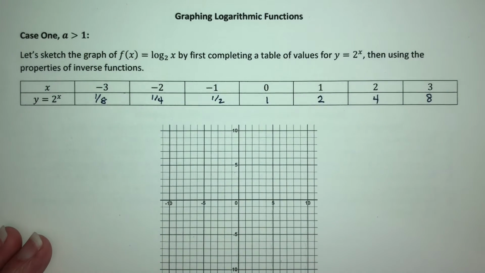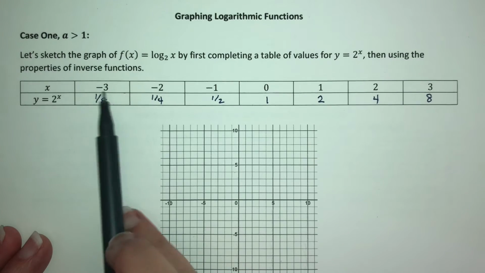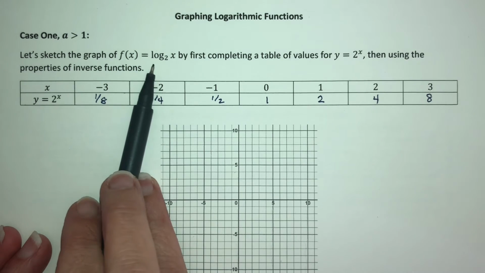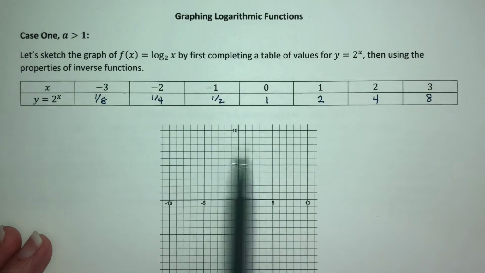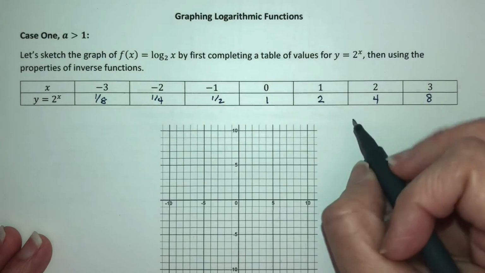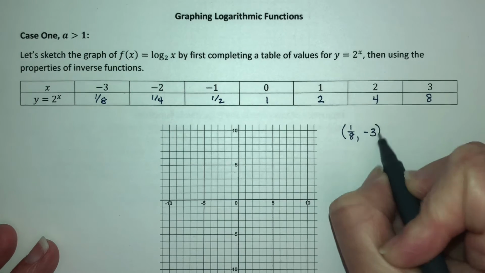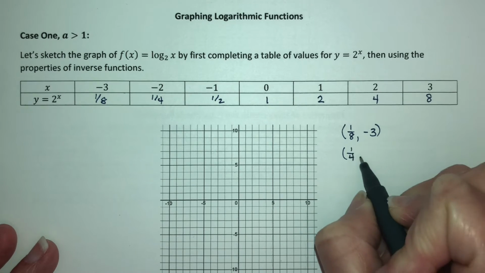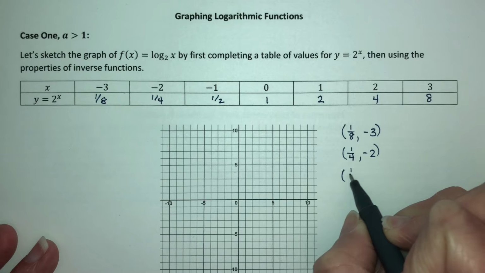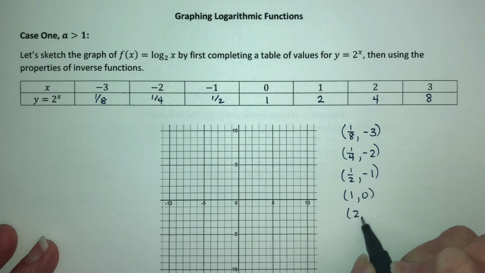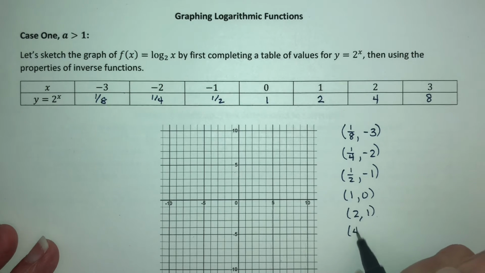Okay, so to graph the exponential, I have my x value, my y value, create ordered pairs, and get it done. Now, since these are inverses, if you want the points that are on the log instead of the exponential, you simply switch your x's and y's. So I'm going to plot these points. 1/8, -3, 1/4, -2, 1/2, -1, 1, 0, 2, 1, 4, 2, and 8, 3.